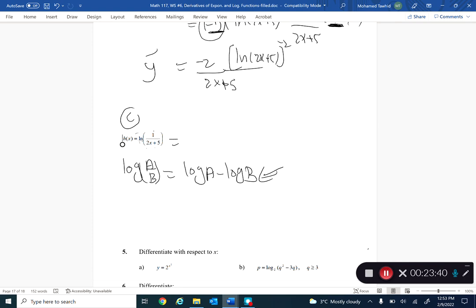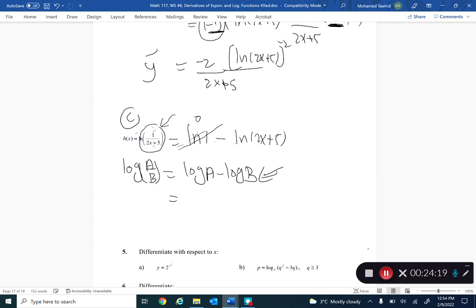So you will have log A minus log B: ln 1 minus ln of 2x plus 5. What is log 1? If I use technology, you get 0. Log 1 is 0, and that makes our life easier when I apply this law. Why? If you applied the derivative of log right away, you would also have to apply the quotient rule, because it's 1 divided by 2x plus 5. But now that term is 0.